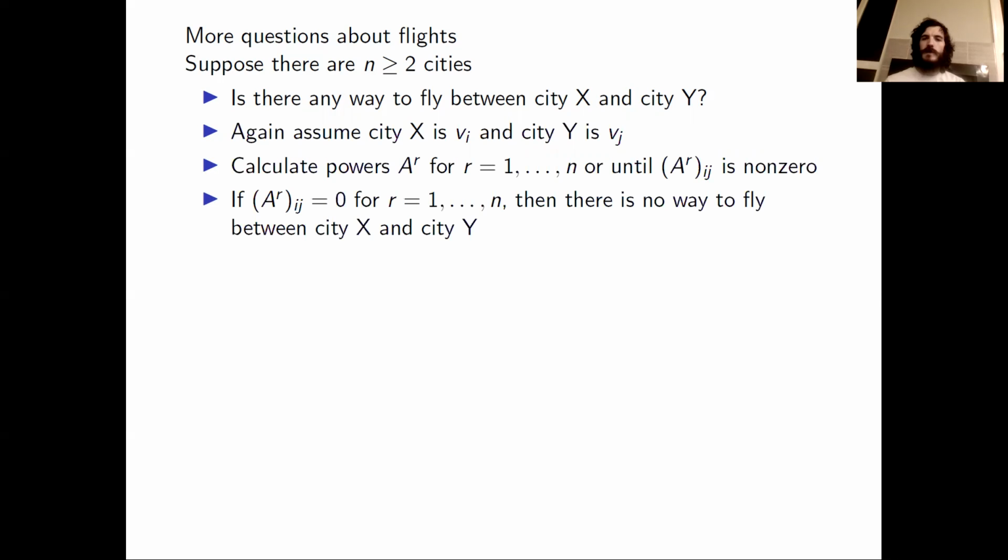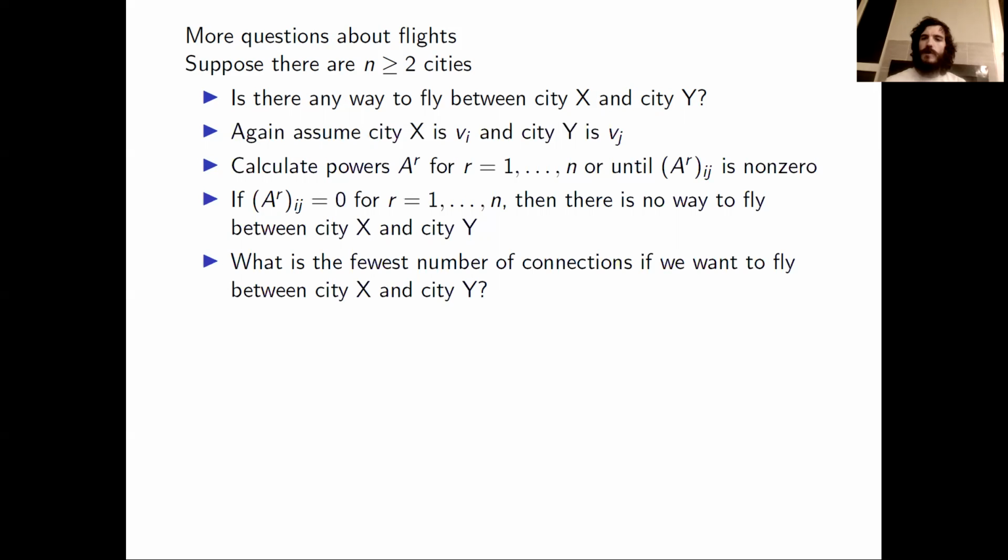And if we find for all R from 1 up to n that the ij entry of A to the R is 0, then that tells us that there's no way to fly between city X and city Y. If there was some way to fly between city X and city Y, then there would be some walk in our graph between the vertices VI and VJ of length at most n, because there's n vertices in the graph. So we only have to check up to n.